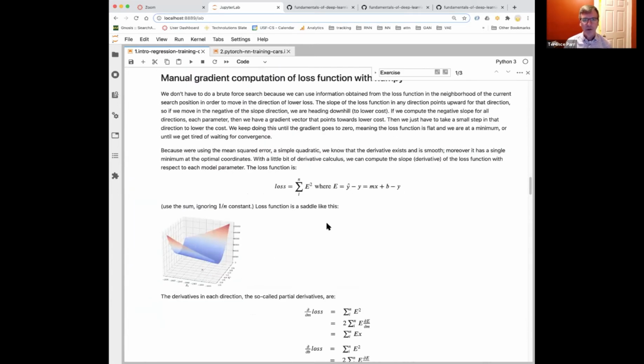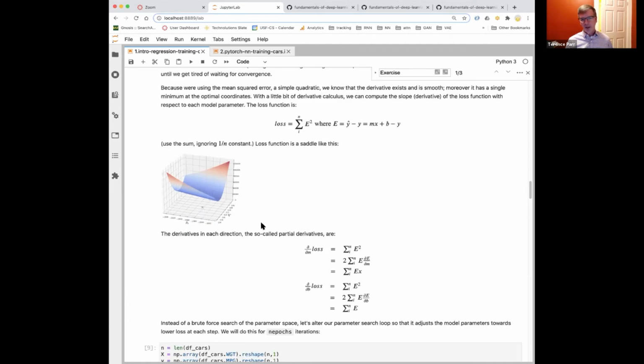So what we do instead is we use an indication of where we are on the surface of the loss function to tell us which way to move our parameters. The direction to go is in the negative of the derivative, which is the slope, so the negative of the slope. Our loss function is the error, the residuals, squared. And I don't put the 1 over n on there because it's a constant.